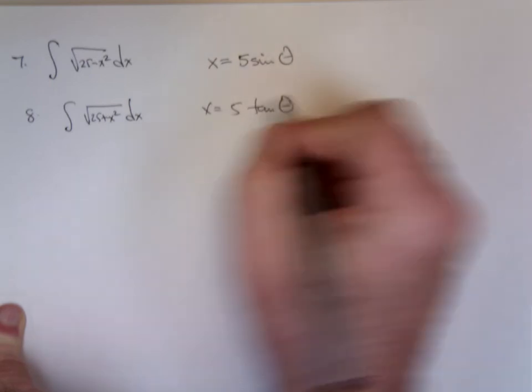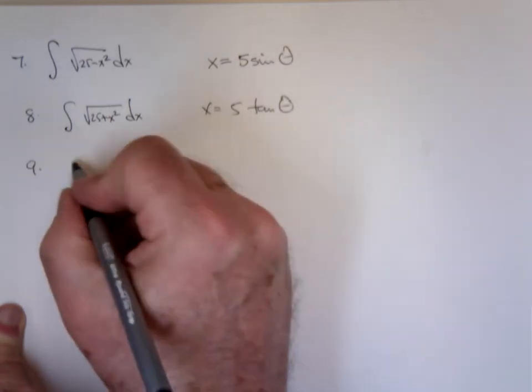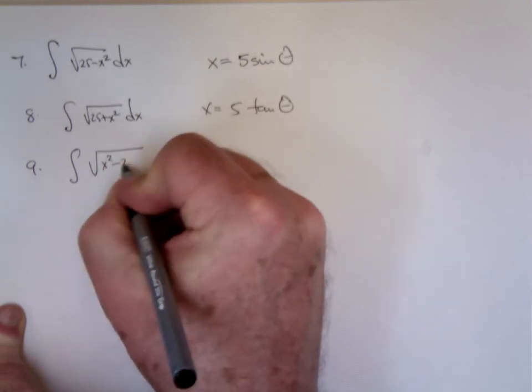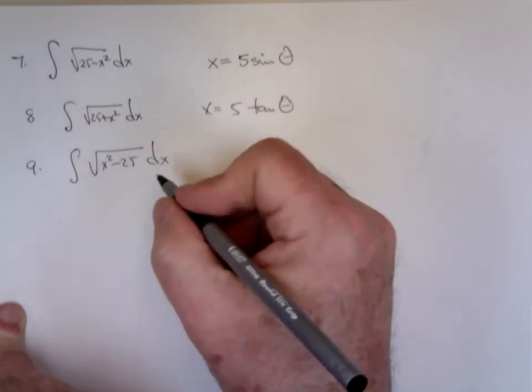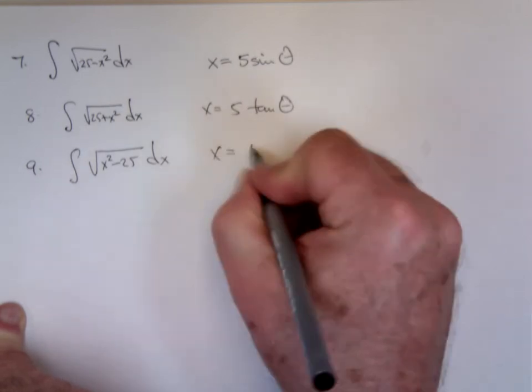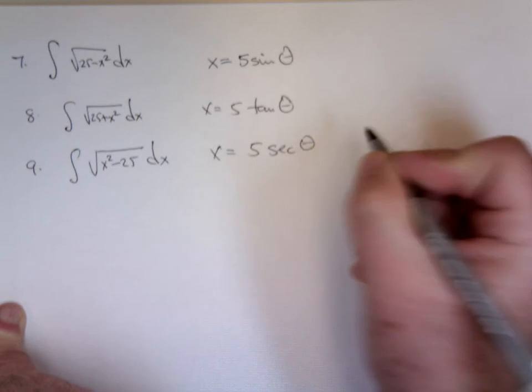And number 9, yes, that's secant. Very nice. Number 9 is the square root of x squared minus 25. And you're going to let x equal 5 secant. Okay. Nice.